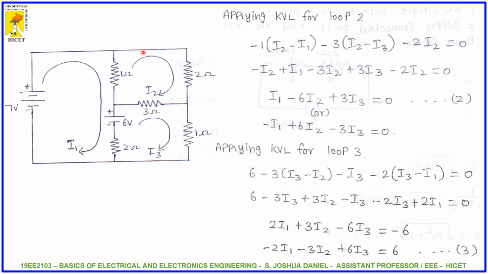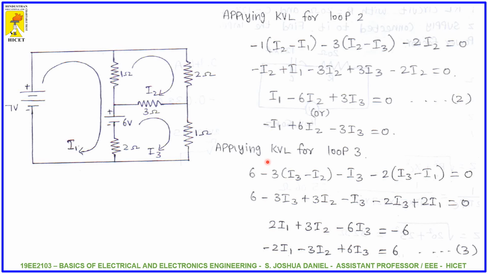So then the current flows through the 3 ohm resistor. Here I3 is in this direction, I2 is in the opposite direction. So minus 3 into I2 minus I3. So the current in 2 ohm resistor is I2 alone. So we write it as minus 2 into I2, and we solve this equation and we mark it as 2.